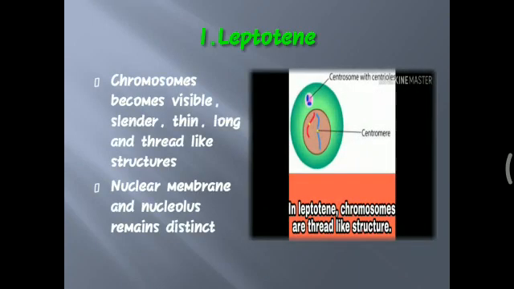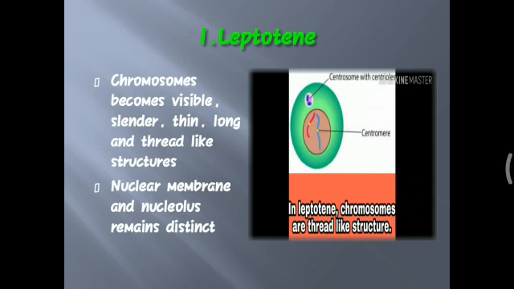Now let us begin with the first phase, which is called leptotene, or also leptonema. The name of the phase comes from leptos, meaning slender. In this stage, the chromosomes become visible. They are extremely thin, long, slender, and thread-like structures.